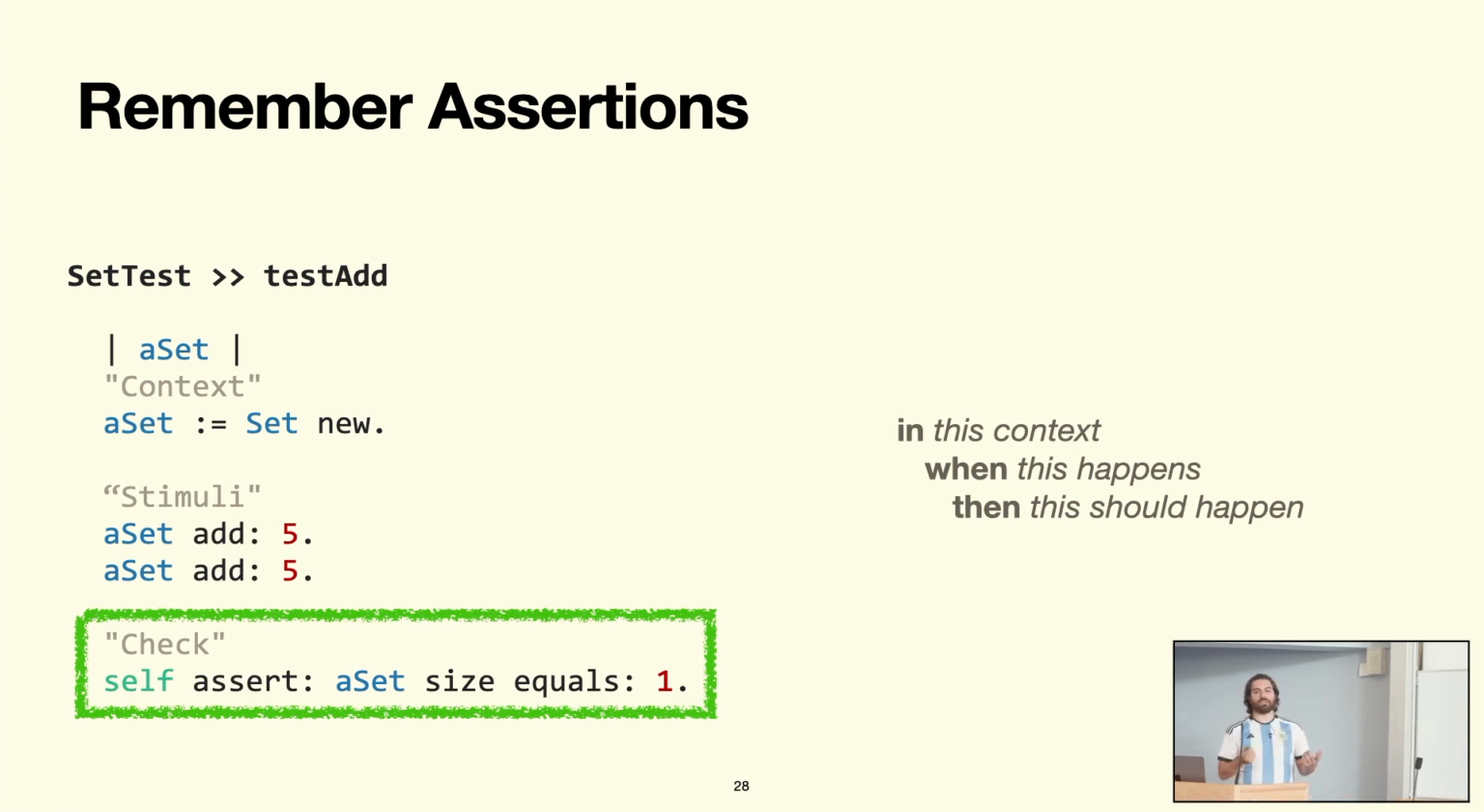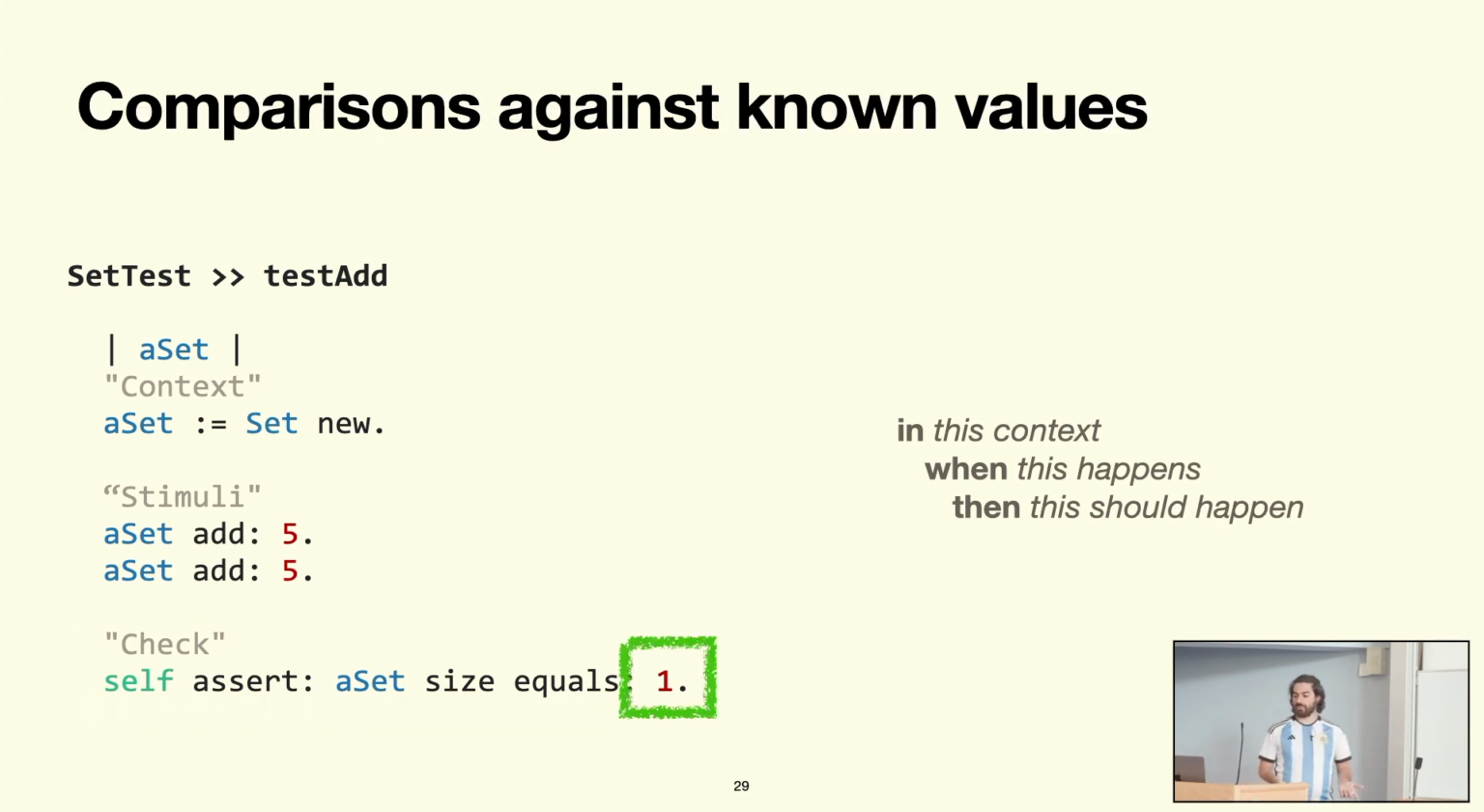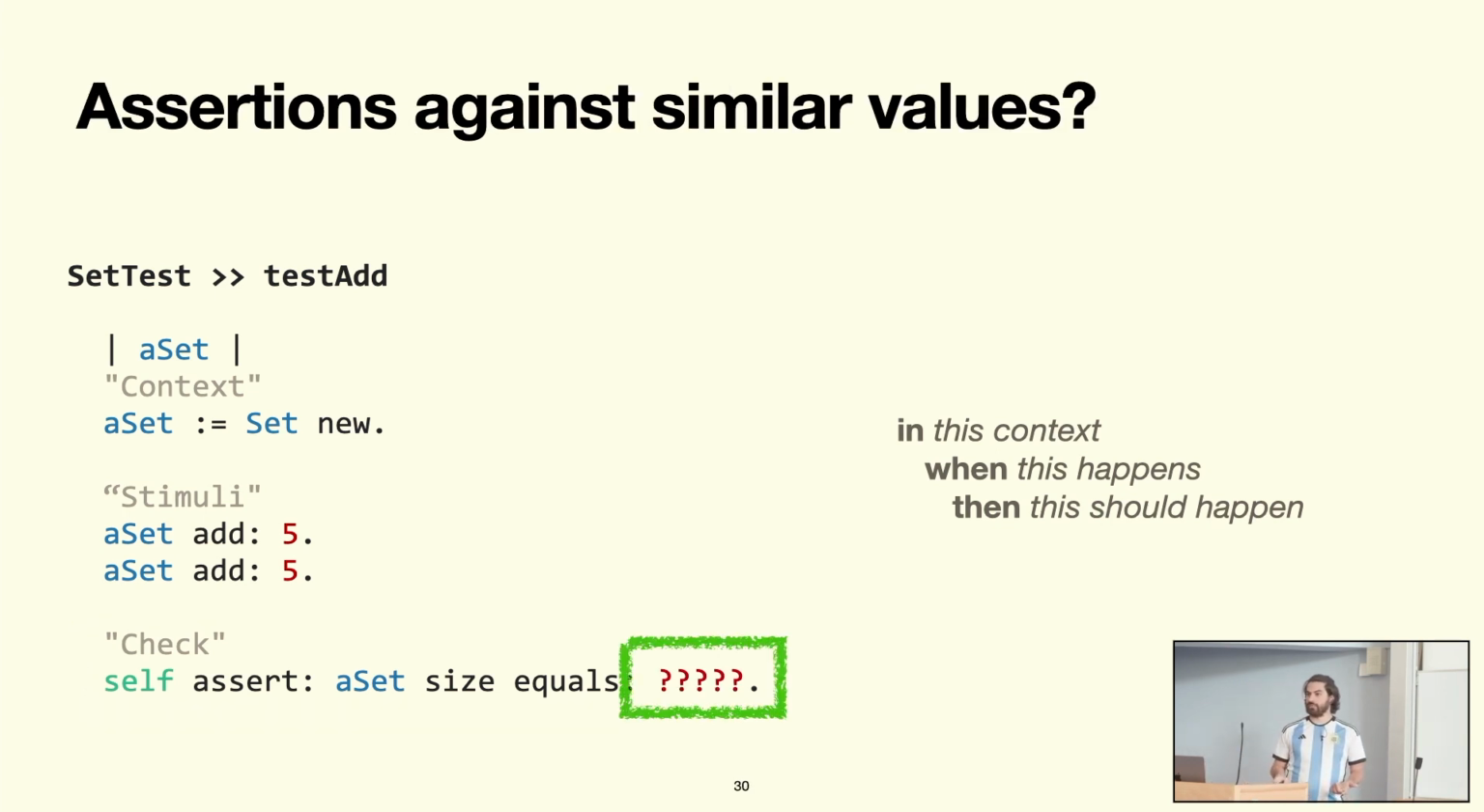And usually the check that we do is to assert that the result that we expect is equal to some value. The point is that this value, we don't know it, and we want to get that value. So how can we know what is the value that we need to put there to assert?